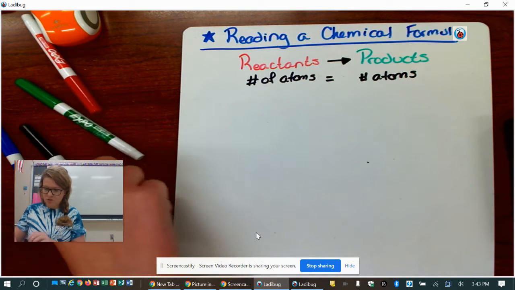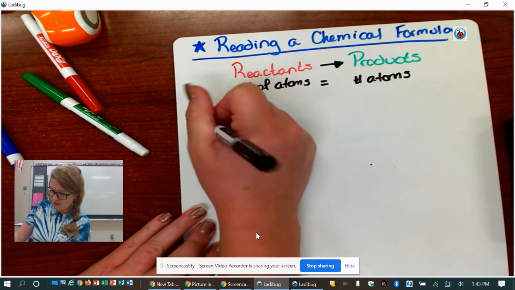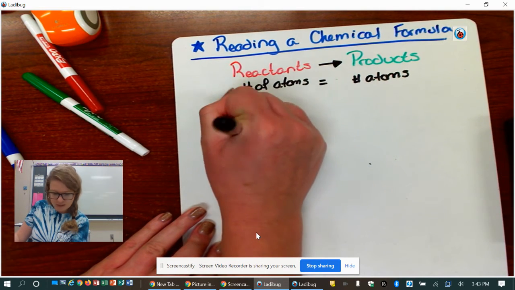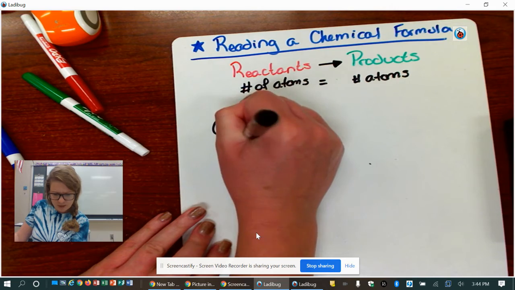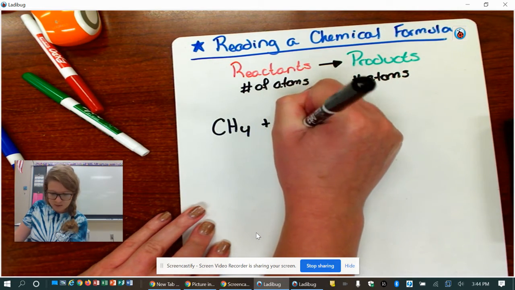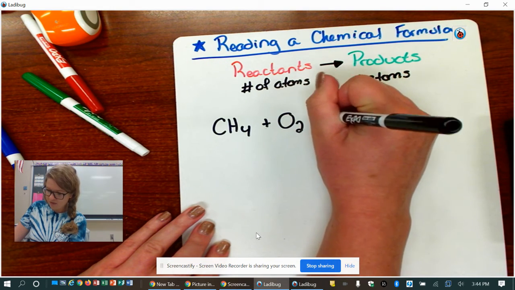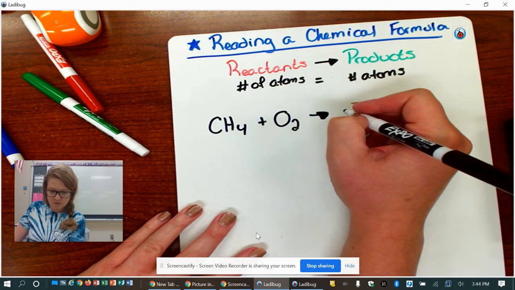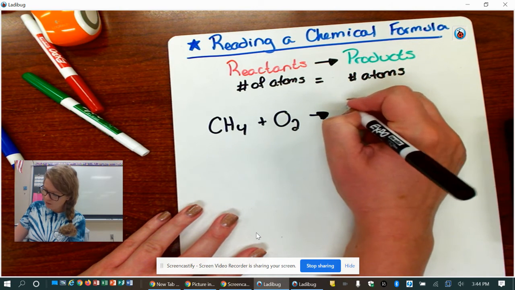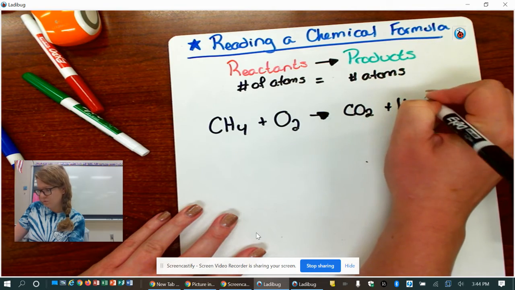I have CH4, which is methane, and I want you guys to try to write this out. You can just do it on a scrap piece of paper, or if you have a whiteboard at home, you can use a whiteboard. I like whiteboards because I make a lot of mistakes when it comes to math and chemistry. So I have CH4 plus O2 yields CO2 plus H2O.